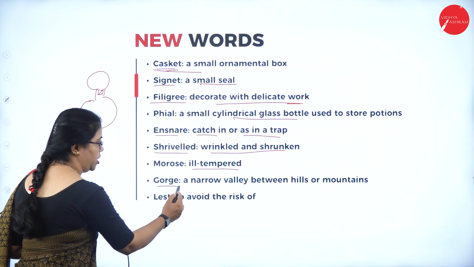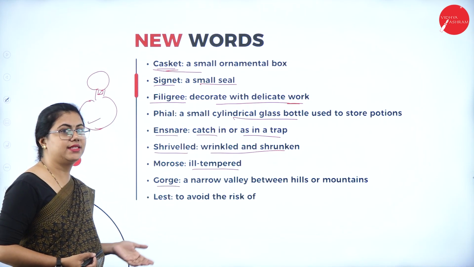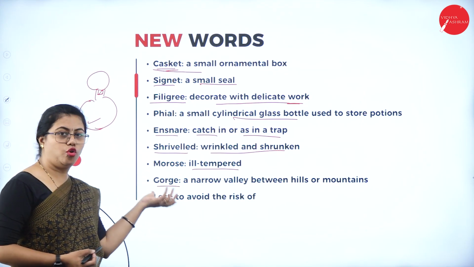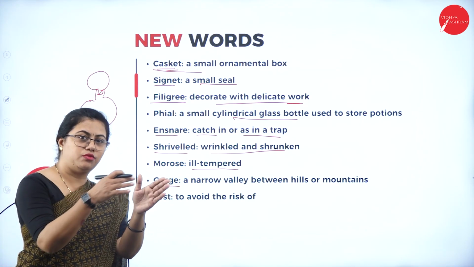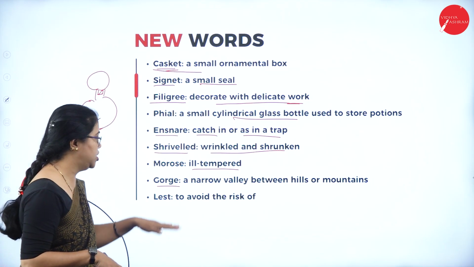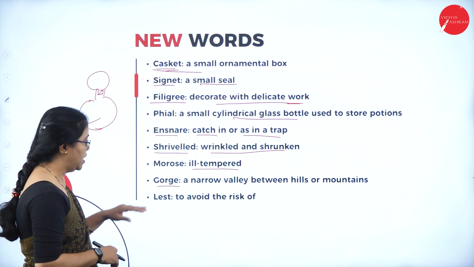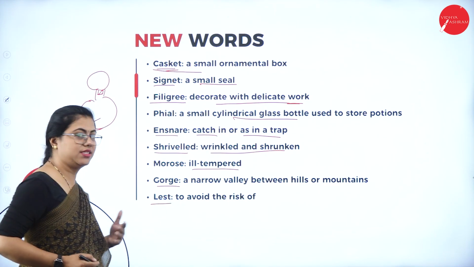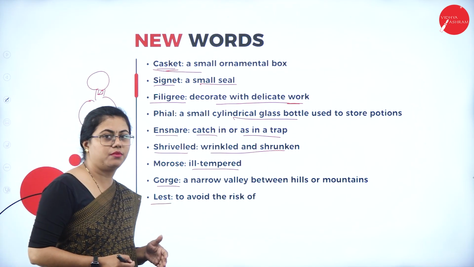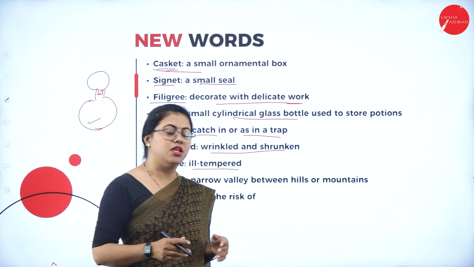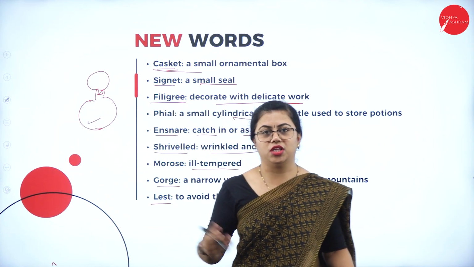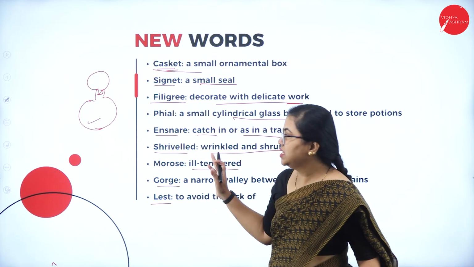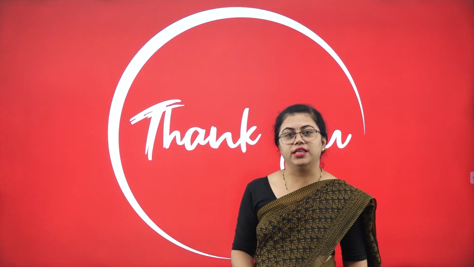Then we have gorge, a narrow valley between hills and mountains. So that gorge, gold she refers to, isn't it? Gold that was got in the valleys and all. So that she is talking about over here. Then we have lest, to avoid the risk of, meaning if not, something like that. Okay, lest it brings horror means if not it brings horror. So lest means if not, you can substitute that for that. So these were the new words that we saw in the poem.